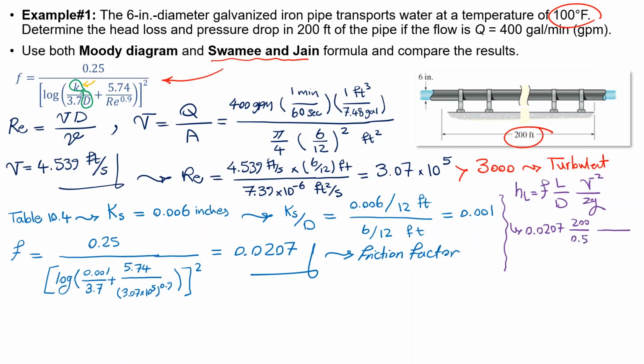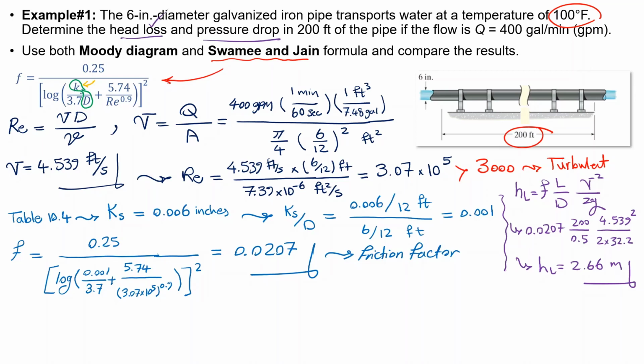Velocity is, where did I calculate velocity? It's 4.539 to the power 2 divided by 2 times 32.2. So as a result of that, HL is equal to 2.66 meters. This is the head loss. Now, we calculated head loss as we were asked. We need to find the pressure drop.